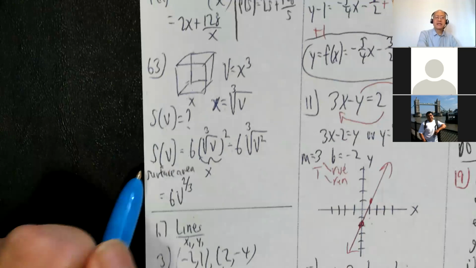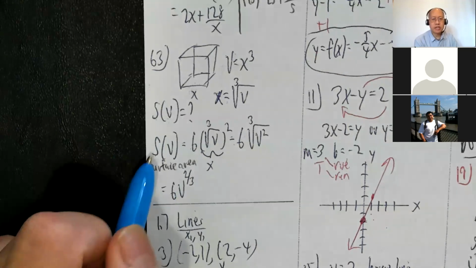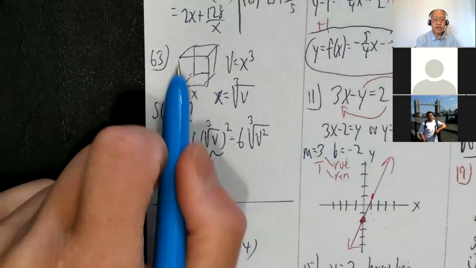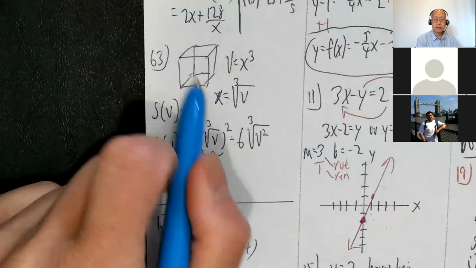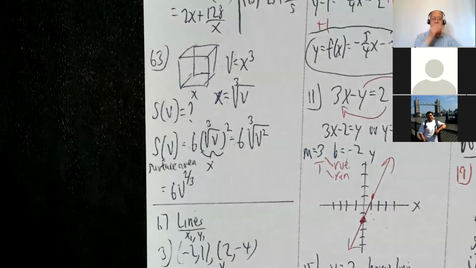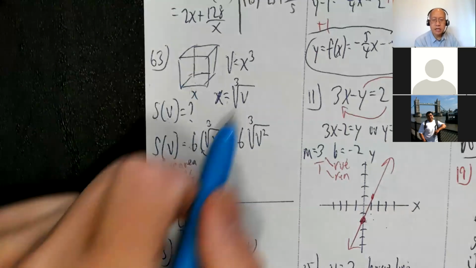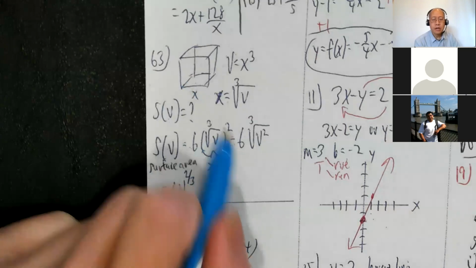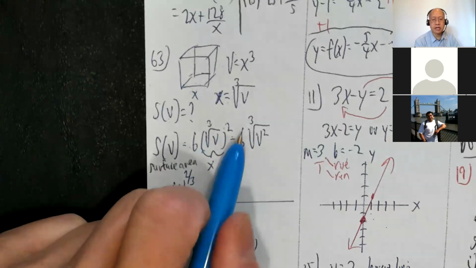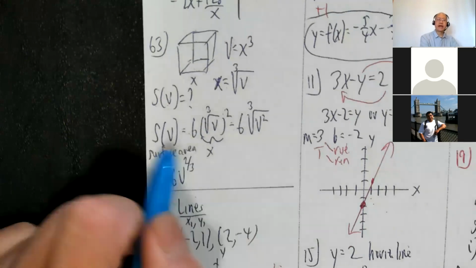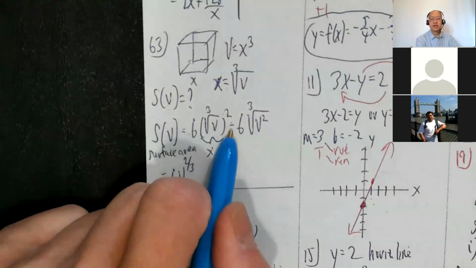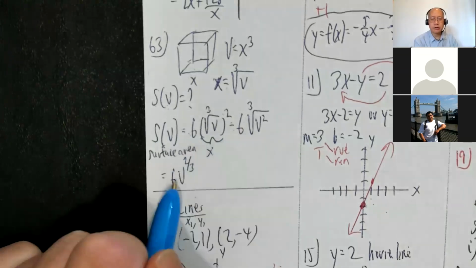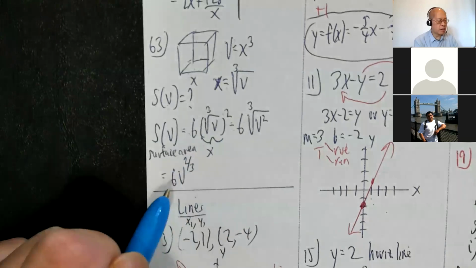So S of V, S meaning surface area, if we're given a V, is 6 times x squared. So one of these areas is x squared. There's 6 of them, front and back, left and right, top and bottom. So 6 of these squared, 6 radical V squared, which I can write as 6 times the cube root of V squared. So this would be the answer. S of V is 6 times cube root of V squared. Or you can write it like this if you wish. This is acceptable, but this is also acceptable. 6 V to the 2/3 power.